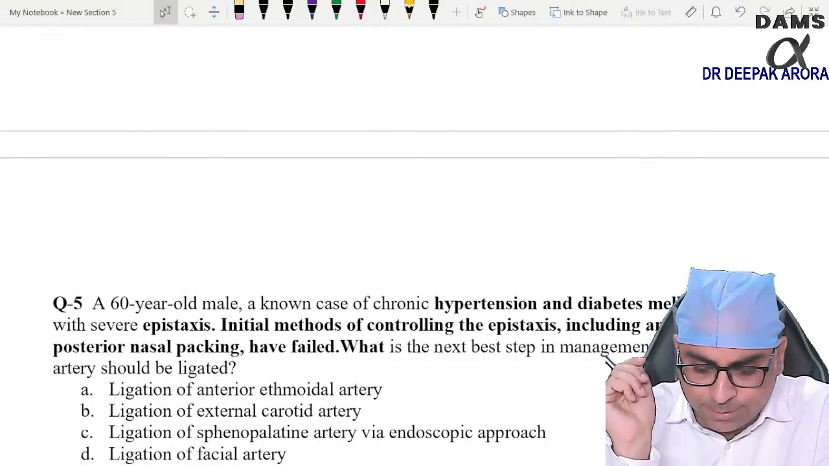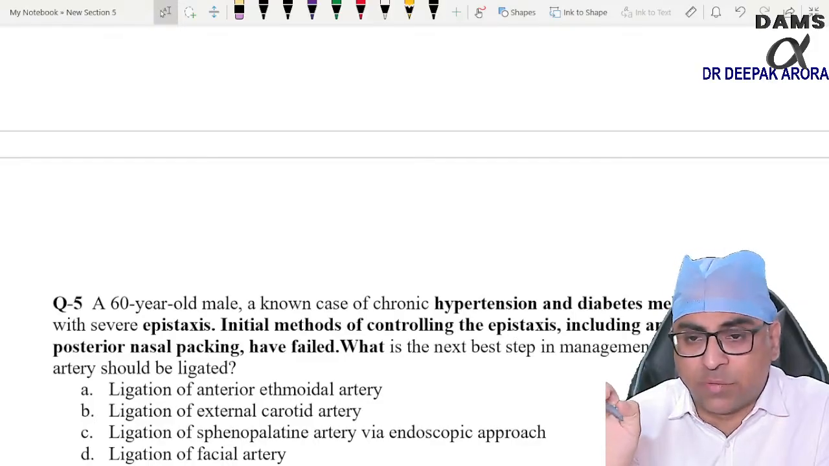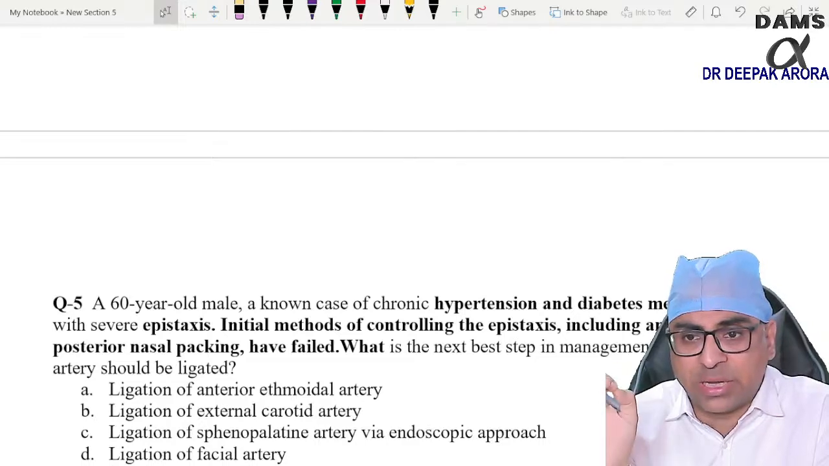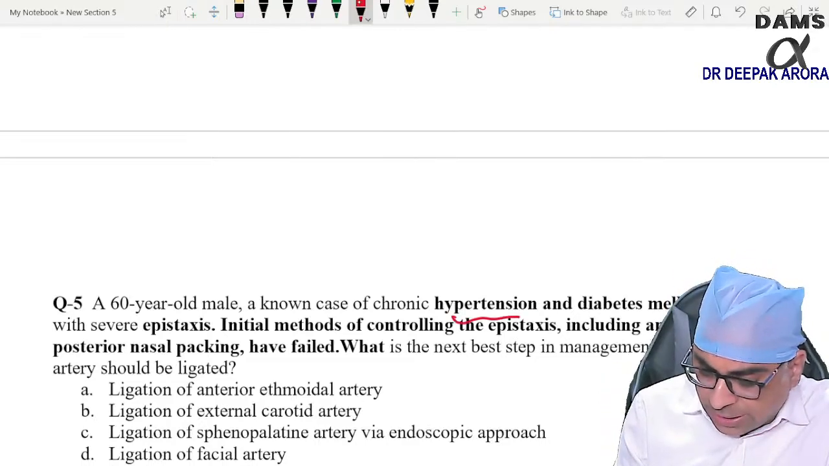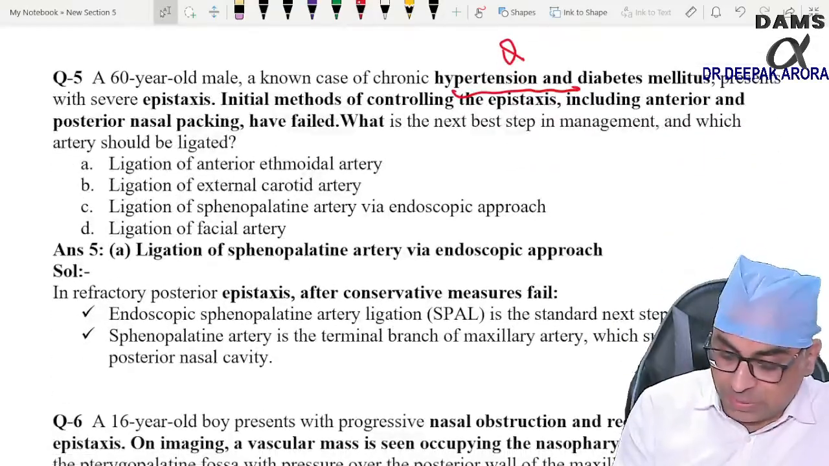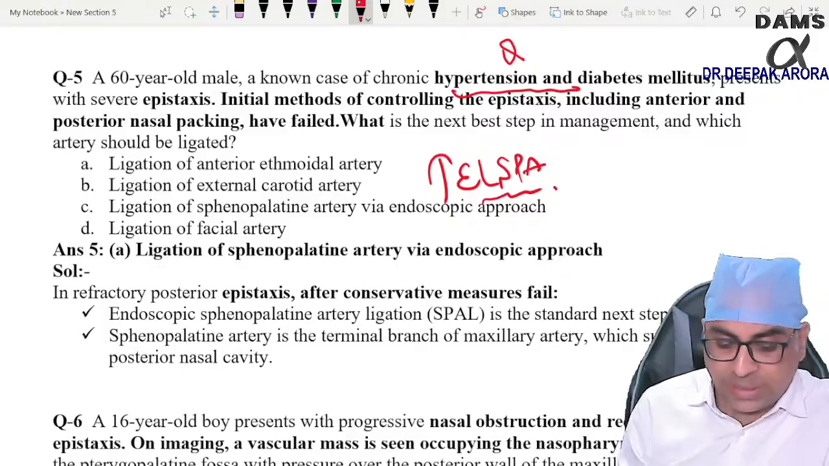Question number 5. It was a direct hit from our question bank workbook. At the end of the workbook, I have given you 100 MCQs. Epistaxis, initial method failed. Chronic diabetic, hypertensive, typical history. The same history was there. What is the next step? Transendoscopic ligation of sphenopalatine artery.